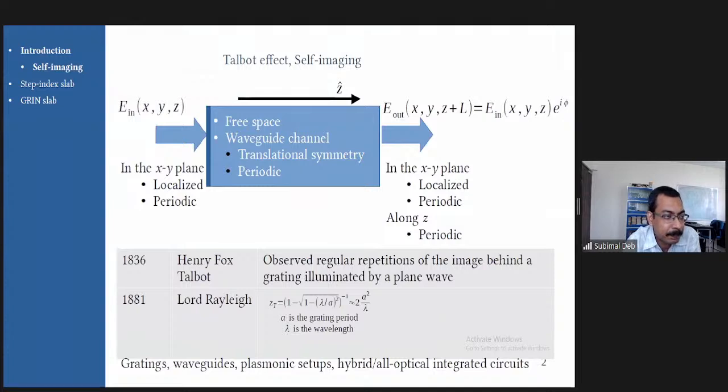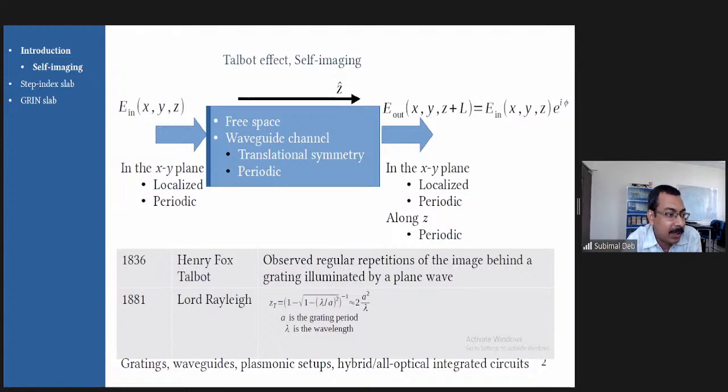used synonymously, and over time this effect has been studied in a lot of different kinds of optical elements, which includes gratings, waveguides, different kinds of metal dielectric setups where you can excite surface plasmons, and even in hybrid optical circuits, or all optical integrated circuits, by which I mean you have semiconductor devices and optical fibers all linked together to deliver the signal from one end to the other.